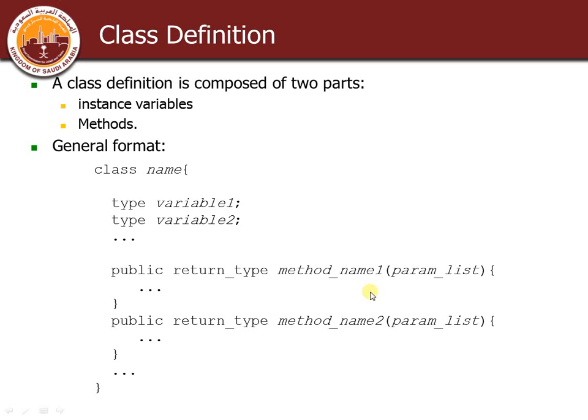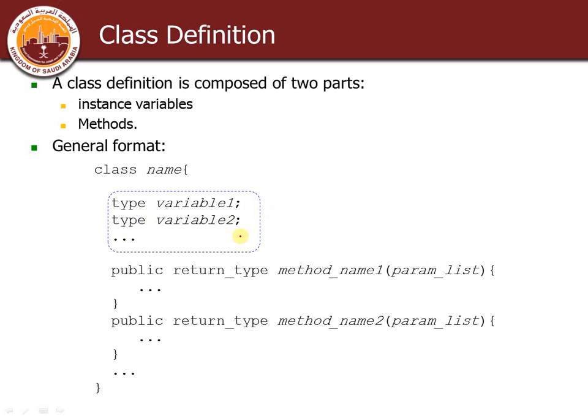So a class has a name. Of course, the name is an identifier that needs to respect the same rules that any variable needs to respect. And we have those different variables, and these are the methods.